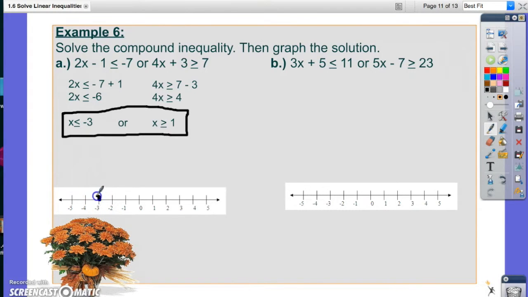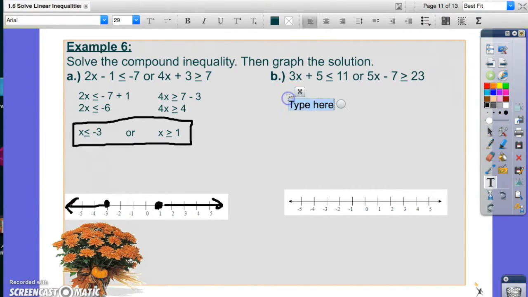So here's negative 3, solid circle, less than or equal to goes to the left. Or x greater than or equal to 1, solid circle, greater than or equal to goes to the right. There's my answer. Try letter B, pause the video, and try to solve it yourself, all right? And then I'll continue on with it as well.